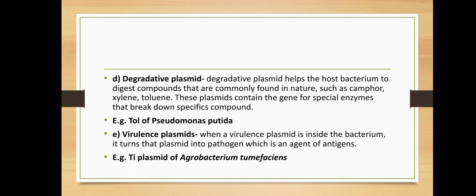Next, virulence plasmid. When a virulence plasmid is inside the bacterium, it turns that bacterium into a pathogen, which is an agent of disease. Example: Ti plasmid of Agrobacterium tumefaciens.